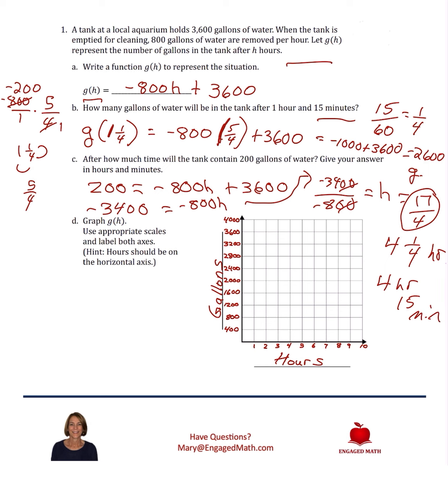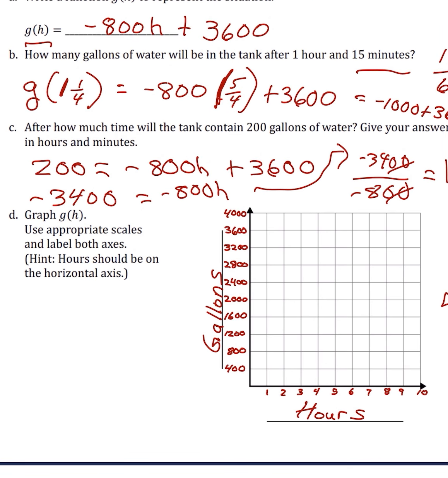Okay, the last part is part D, where we are graphing G of H. I already took the liberty of writing in the scales just to save time in the video, but please stop it if you'd like to think about why the scale that I use makes the most sense. And so what we know is at time 0, so at 0 hours, we have 3,600. Just going to zoom in on this a little bit so you can see it really clearly. So we have 3,600 gallons.